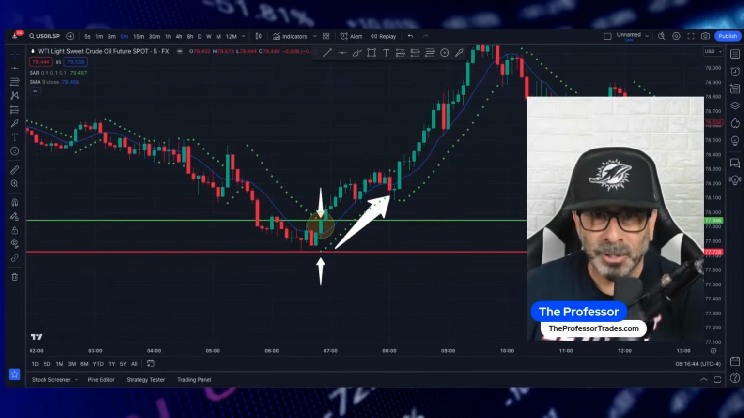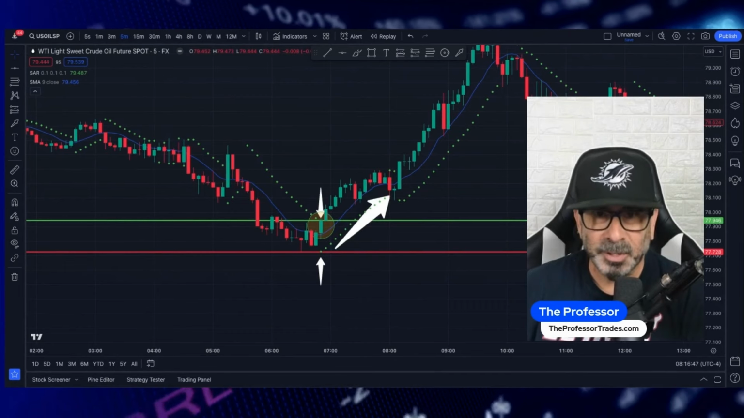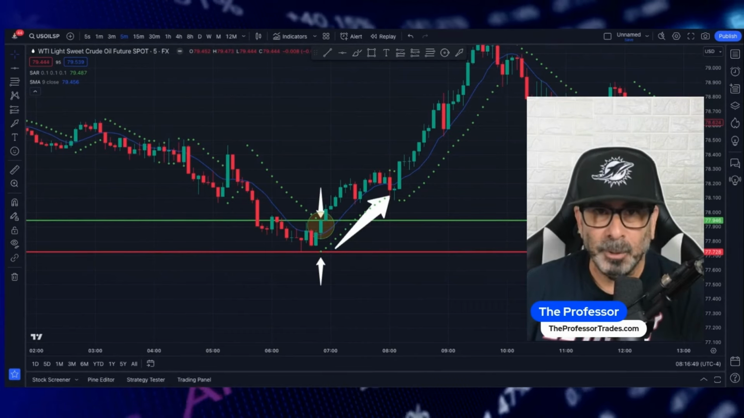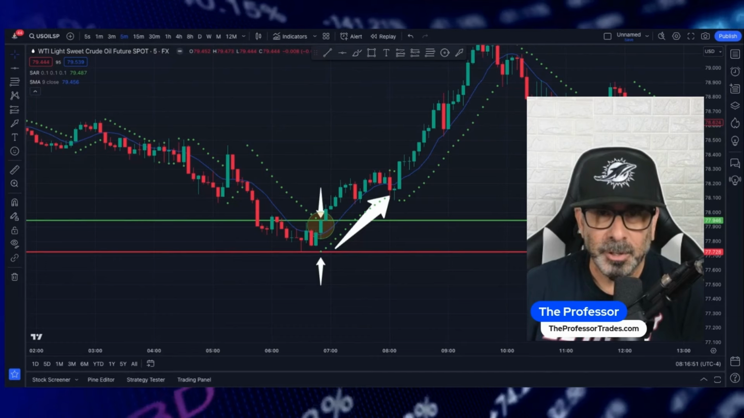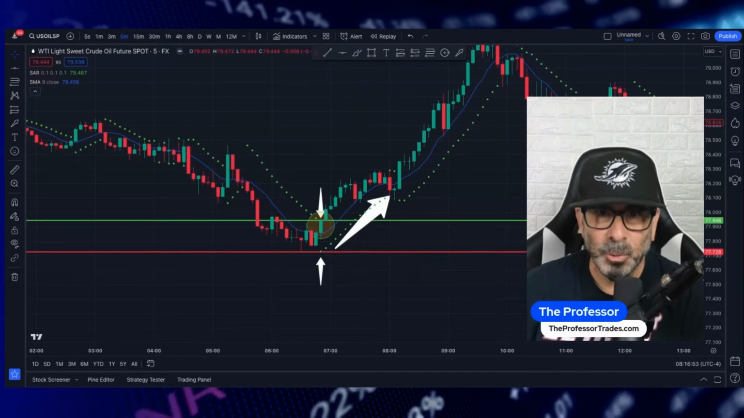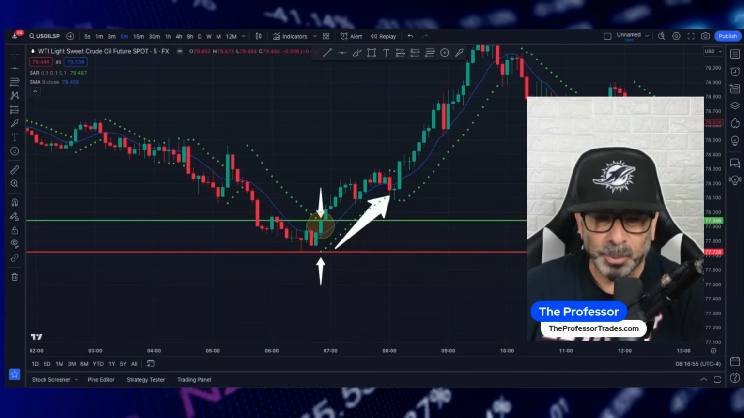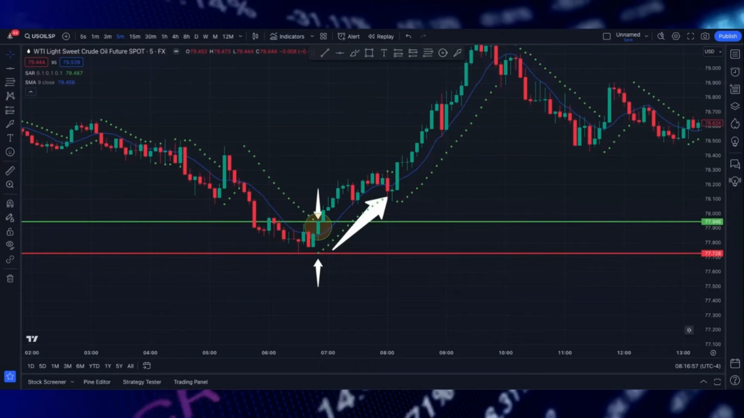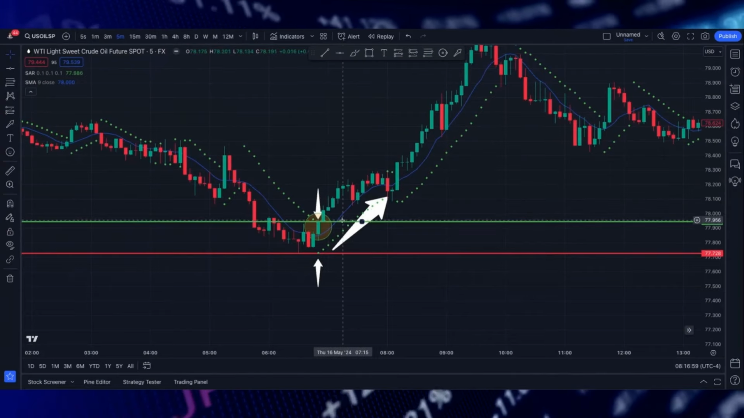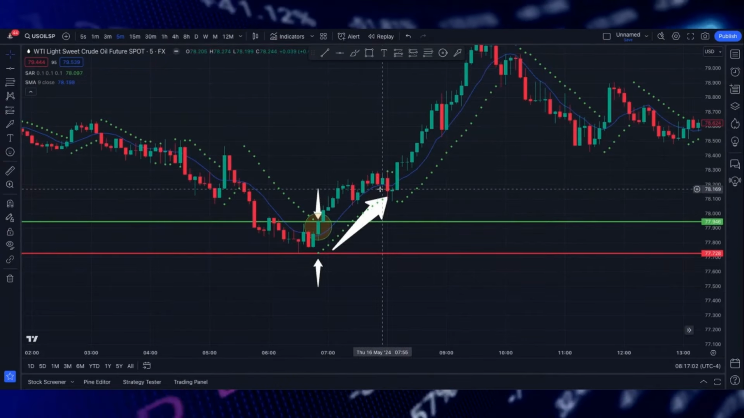So the next thing you want to look at is this. How do you manage your trade? In this particular example, let me give you a couple of ways that you can manage this trade so you can continue catching pips as price continues to climb. So you have your 9 moving average, right?